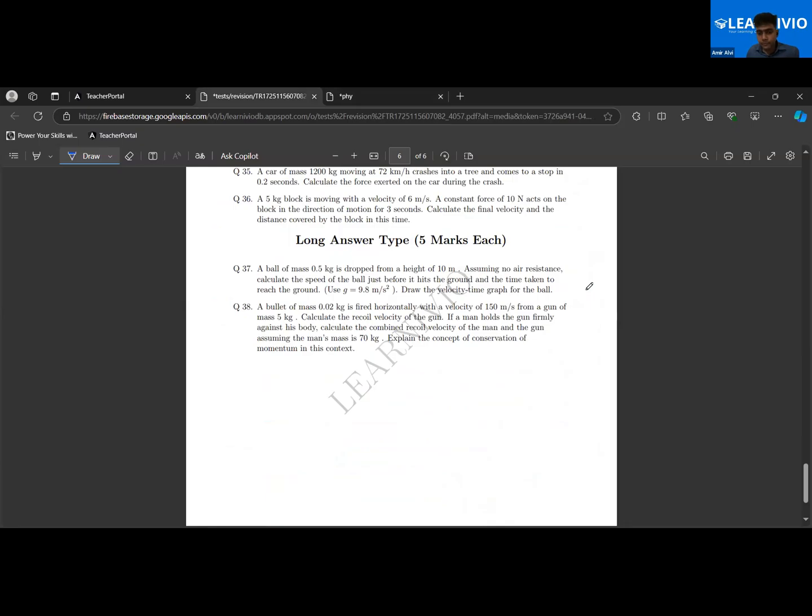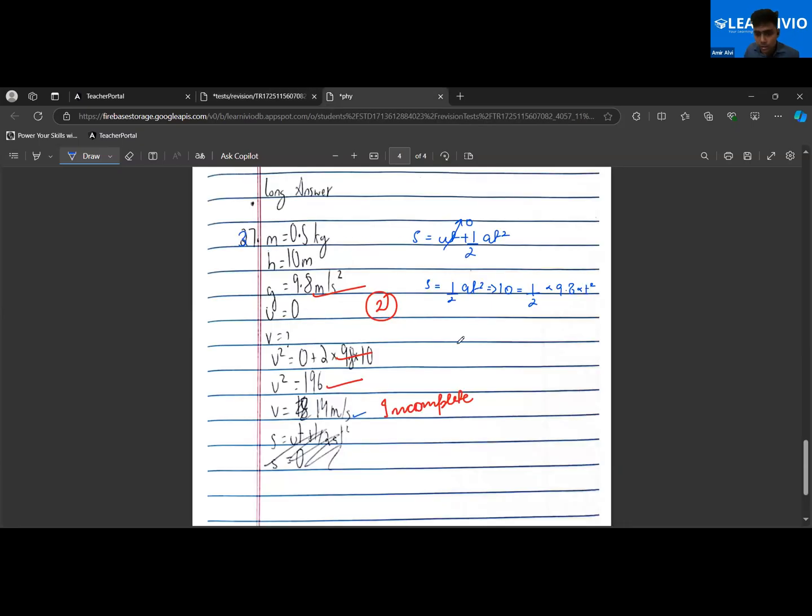So 10 into 2, that is 20, divided by 9.8, equals T square. So T would be equal to the square root of 20 by 9.8. So Hanan, if you remove that decimal, that would be 200 by 98. So 200, 2 into 100, I can write this, and I can write this as 49 into 2. Yes or no?